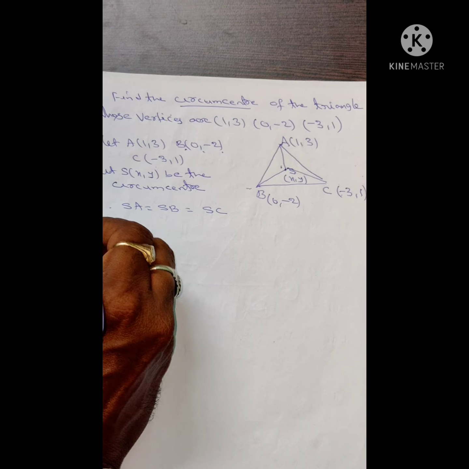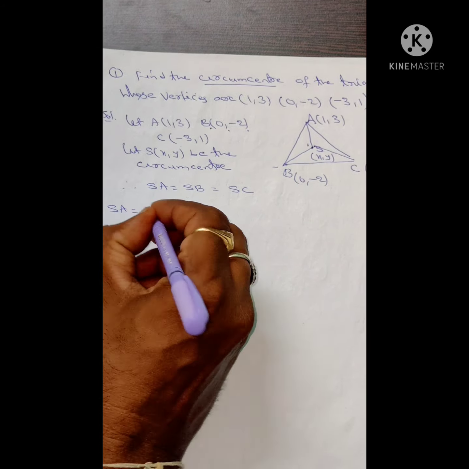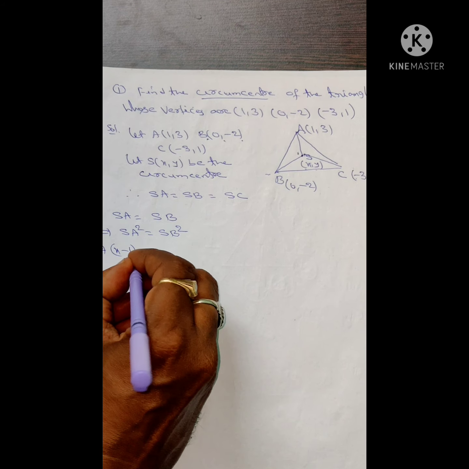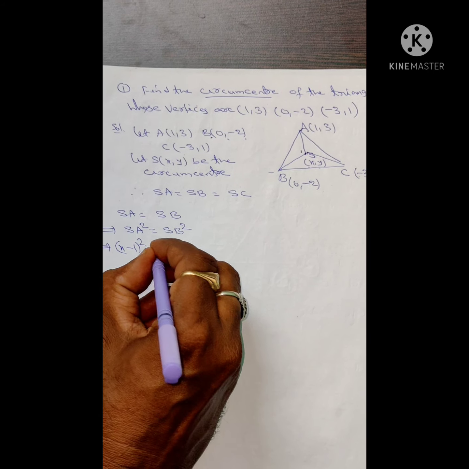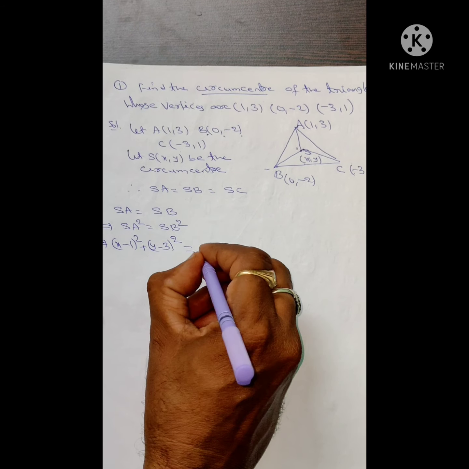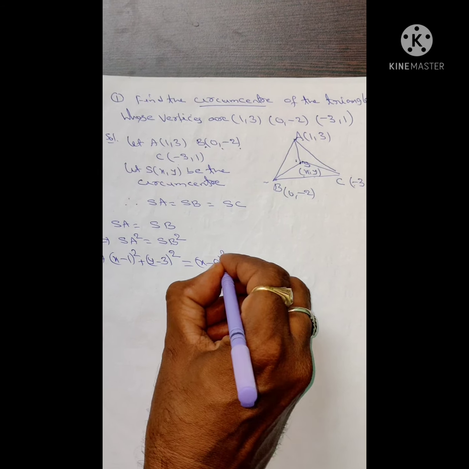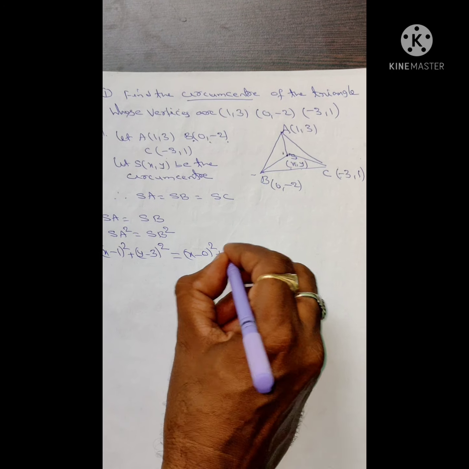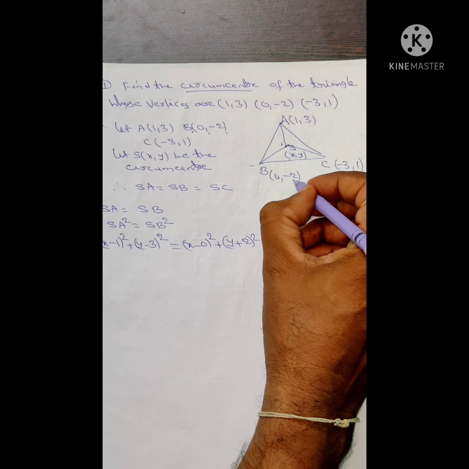Now let us take SA equal to SB. This implies SA square is equal to SB square. SA means the distance between S and A, so that is the square root of (x2 minus x1) whole square plus (y2 minus y1) whole square. That is (x minus 1) whole square plus (y minus 3) whole square. SB means (x minus 0) whole square plus (y plus 2) whole square.